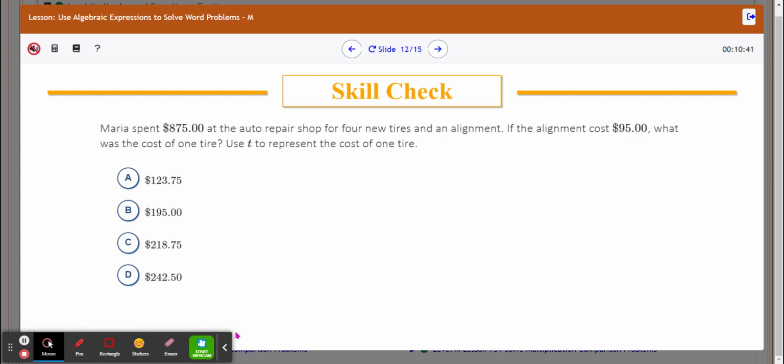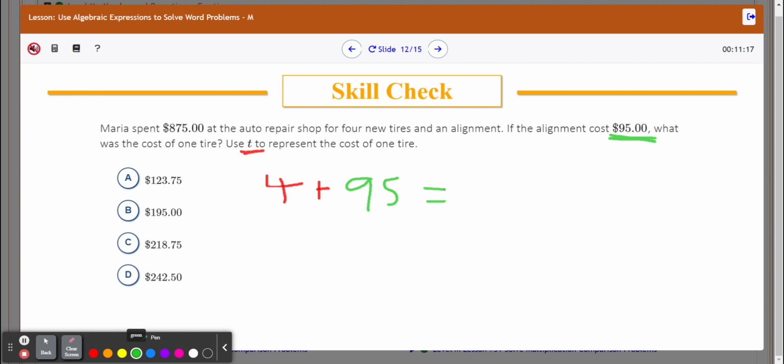And one last problem. It says Maria spent $875 at the auto repair shop for 4 new tires and an alignment. If the alignment cost $95, what was the cost of 1 tire? Use T to represent the cost of one tire. All right, so they got 4 tires, so 4T, 4 tires, plus the alignment. And it told us the alignment was $95. So 4T plus 95 equals $875.